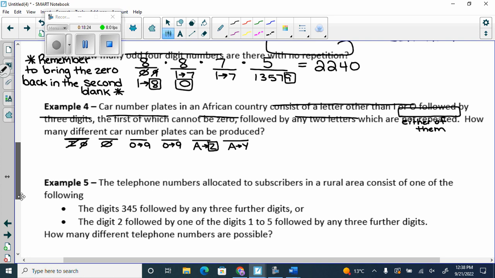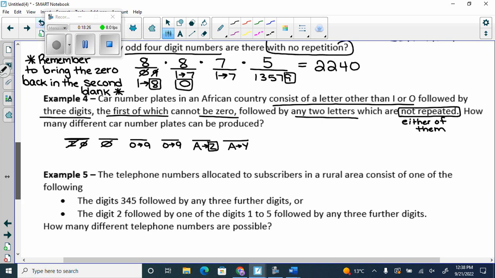We go back down here. So we have I or O, which can't be in there. How many letters do we have left if there's 26 in total? We have 24. Okay?